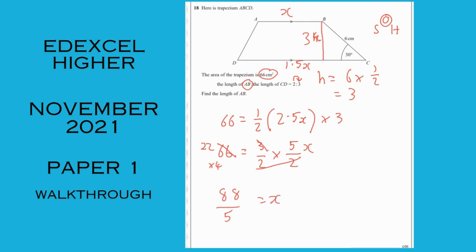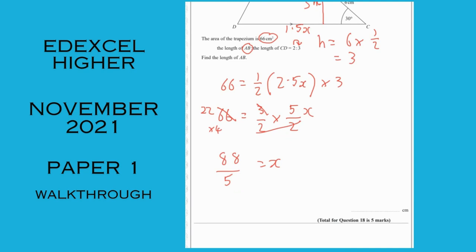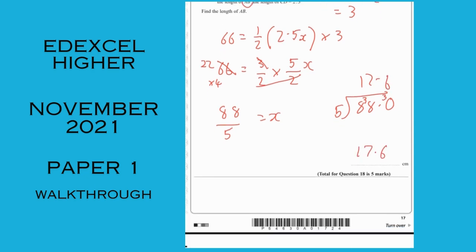If you want to be in decimal form, feel free. Just bus stop it. 88 divided by 5, 17 remainder 3. We get 17.6. There we go.